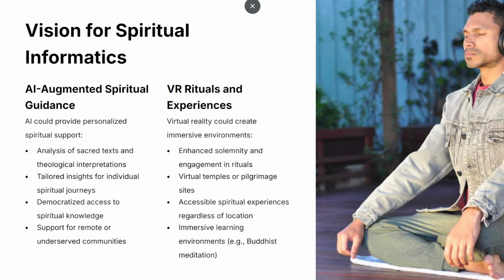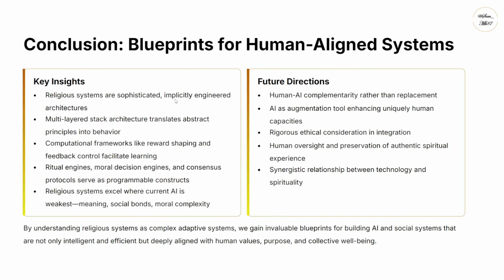I think I can just conclude quickly and go through some of the key learnings and key insights. As we explored through this presentation, religious systems offer far more than just a spiritual guide. They serve as complex, implicitly engineered architectures that have evolved to optimize human flourishing across psychological, moral, and social dimensions. They feature a multi-layered stack architecture that we already discussed, which translates abstract metaphysical principles into real-world behaviors through mechanisms like reward shaping, feedback control, and ritual engines that we already talked about. It helps to improve human and social behaviors.